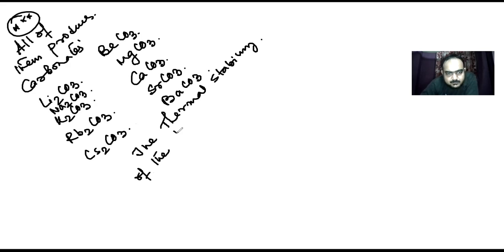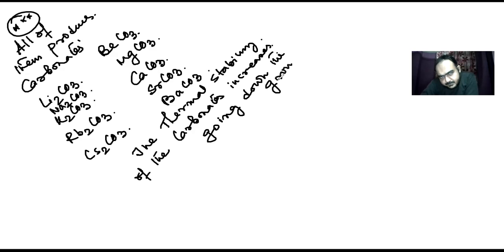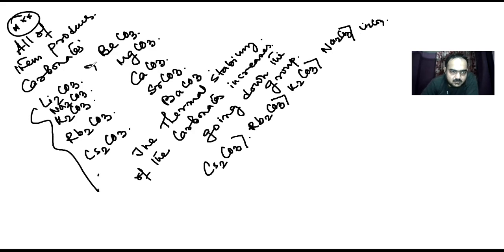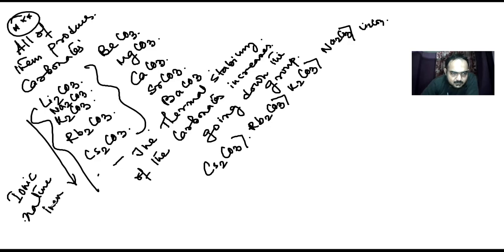Always remember the thermal stability of the carbonates increases going down the group, because you can see here Cs2CO3 is greater than Rb2CO3 is greater than K2CO3 is greater than Na2CO3 is greater than Li2CO3, because while going from top to bottom, the ionic nature increases as it has very high melting point.